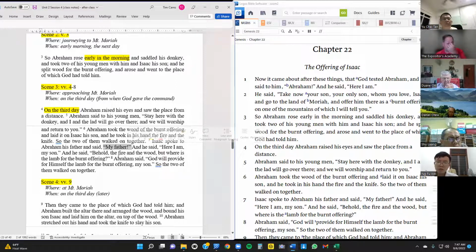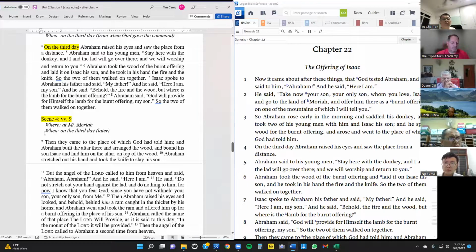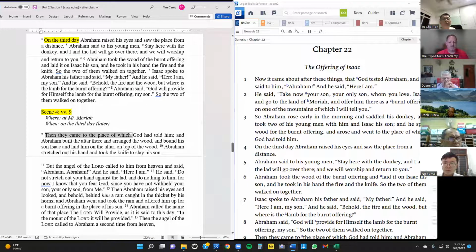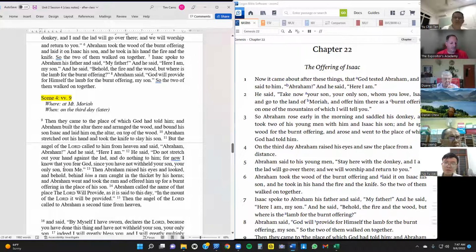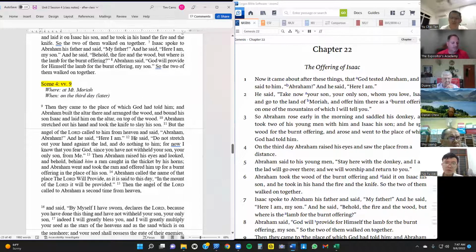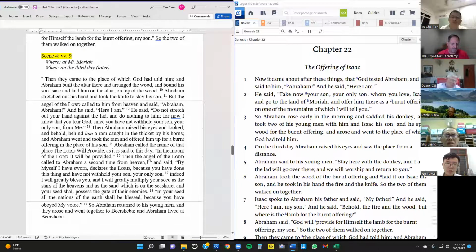We'll talk about this when we examine the scenes. But just this short dialogue on day 3, and that's it. And then they find themselves at Mount Moriah in the next scene, scene 4. How long does this scene take place, scene 4, where they're at Mount Moriah? Is there a change in setting after that?